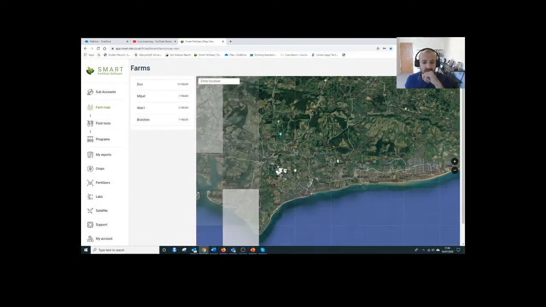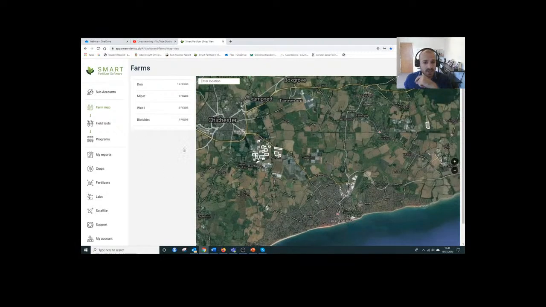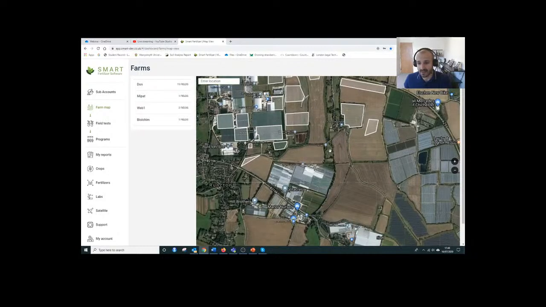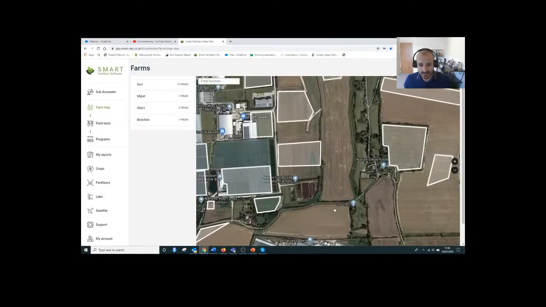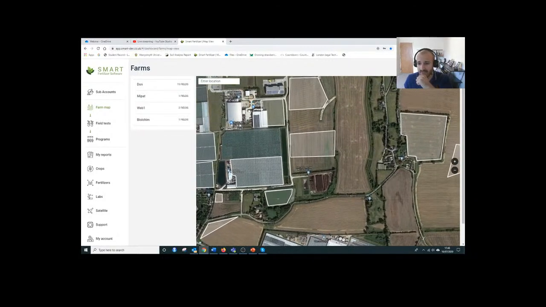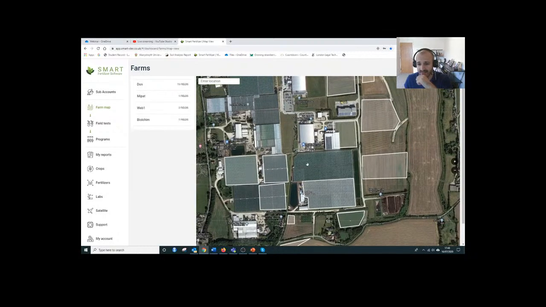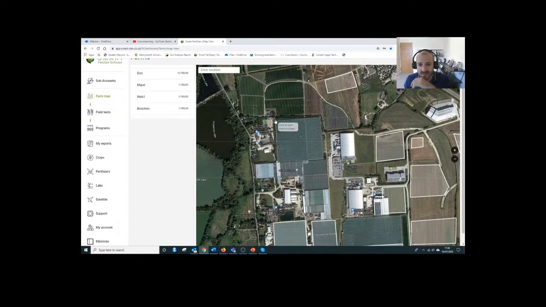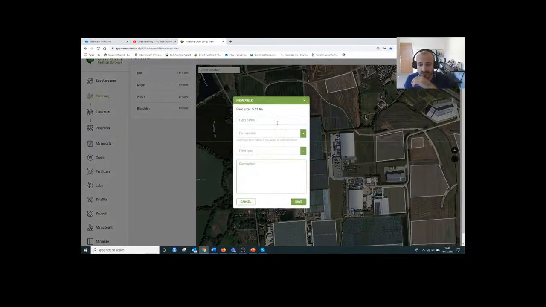Okay, so this is my account. As you can see, I already created some fields, but if you want, you can create some more. So how do you create a field? As you can see here, there are greenhouses as well. So let's create a new greenhouse. Draw a polygon. Let's draw this one. Okay, as you can see, the size is already calculated automatically.